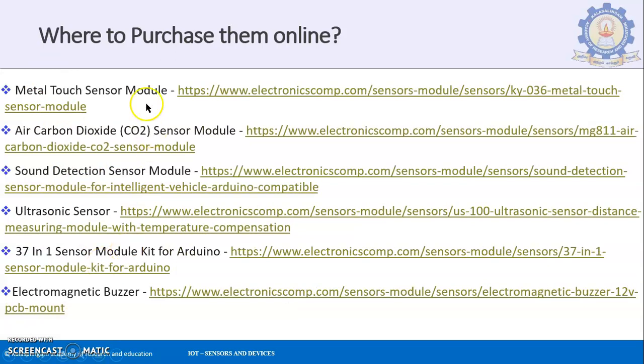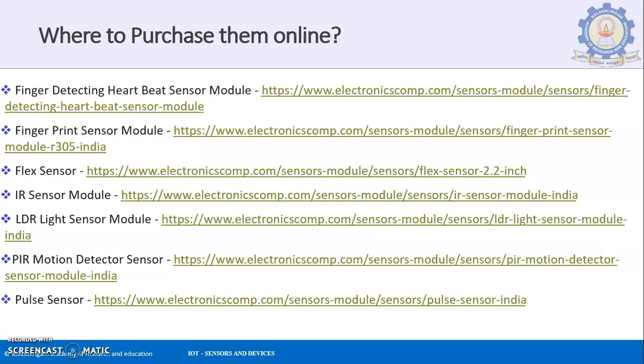These are a few websites, and everything is available on e-commerce. When you search over the internet, you will get better options, low prices, and high star rated sensor devices that you can purchase. I hope you were able to understand the concept till now. Later on, we'll move on to our next topic.